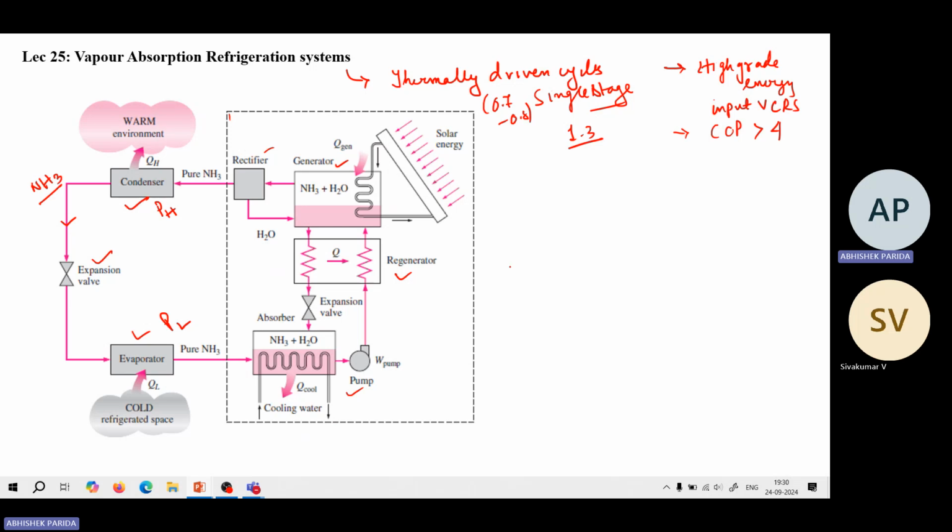Now, what is its function? As I've already said, absorption is a formation reaction. That is, NH3 plus H2O will react to form NH3H2O. So this is a formation reaction. Thus, it will be an exothermic reaction.